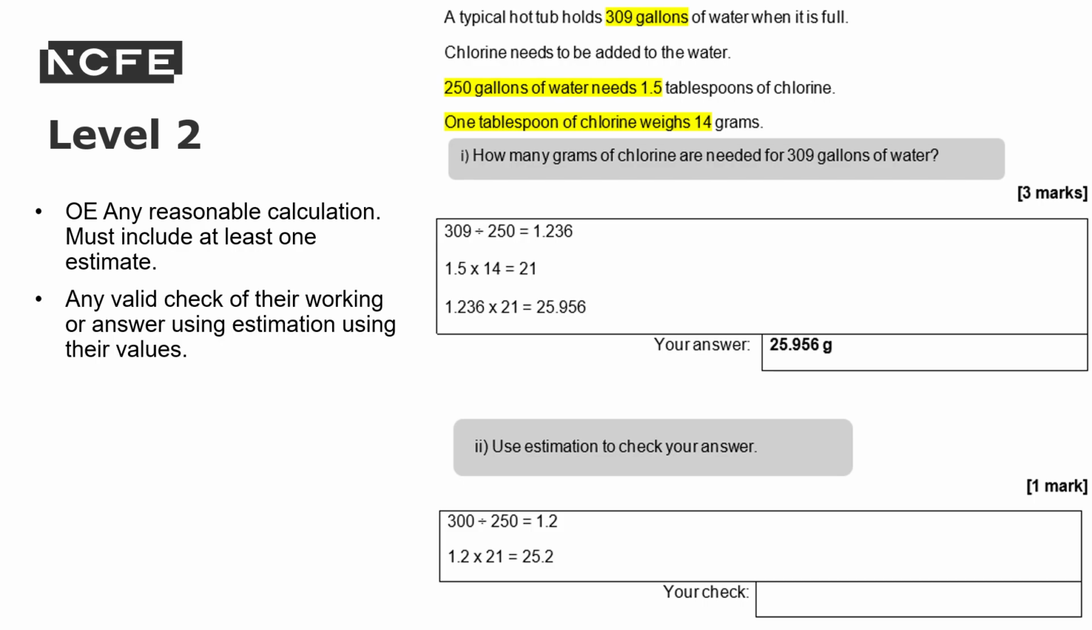Again, from the mark scheme here from the practice paper, it says any valid check of their working or answer using estimation, using their values. And the fact that it says using their values means that it is absolutely possible for a learner to get the first part of the question wrong, and then use rounding in the second part of the question to check their answers, and they could gain that mark for the check question.